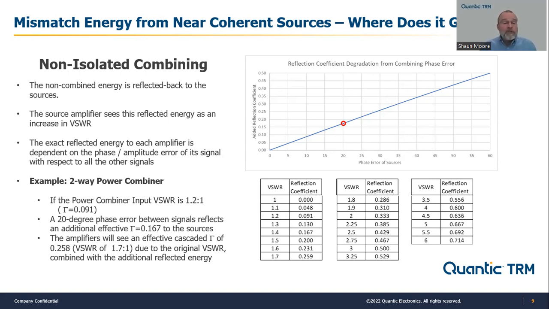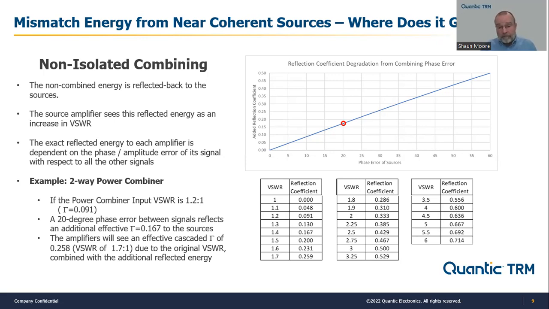What this means then is if you add the 0.091 reflection coefficient of the 1.2 to 1 VSWR to the 0.167 of the additional energy reflected due to the 20-degree phase error, you'll end up with a total effective reflection coefficient of 0.258. So this will effectively raise the VSWR that the amplifiers are going to see from a 1.2 to 1 to a 1.7 to 1.